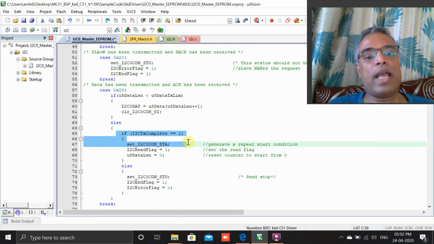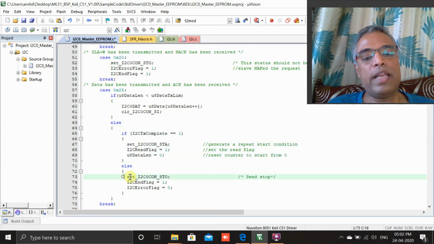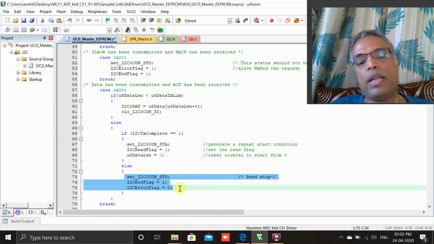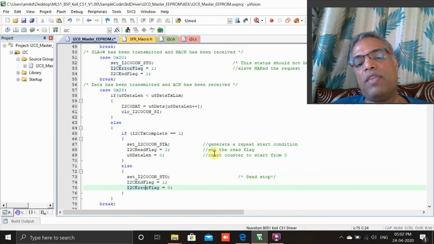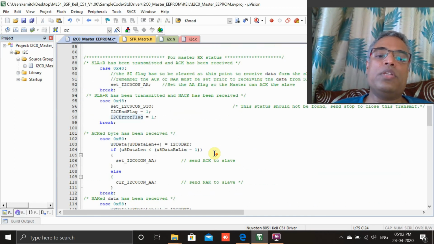Now here what's going to happen is that I'm going to see whether I want tx complete. No, I don't want tx complete, so I'm simply going to send the stop bit. Okay, and I'm going to set the end flag and the error flag, so my error flag is going to be clear. So now at this point of time I have finished writing to the EEprom.